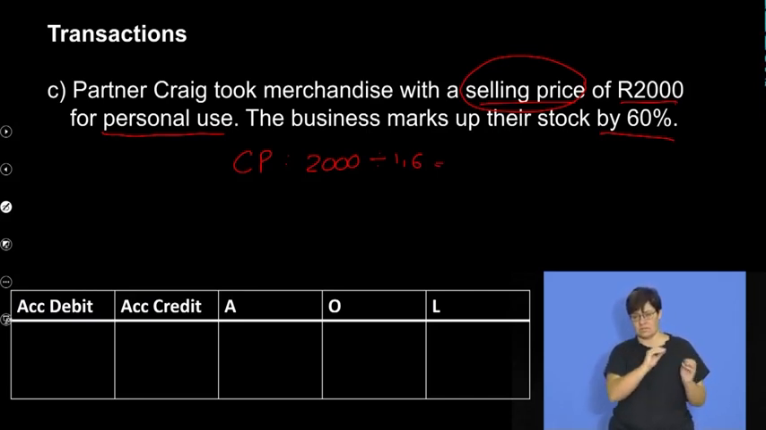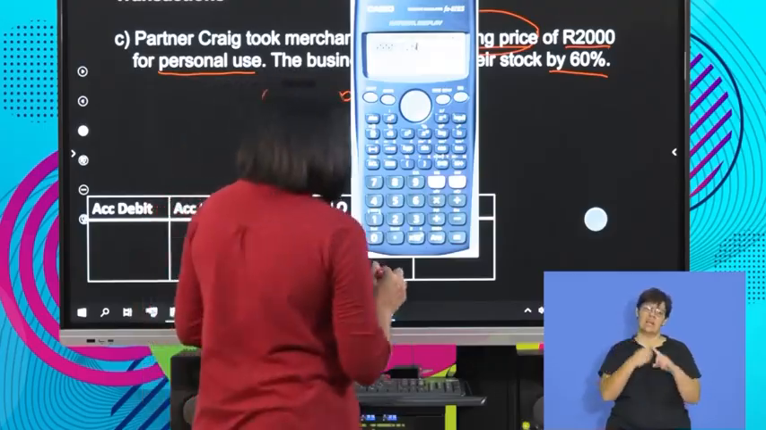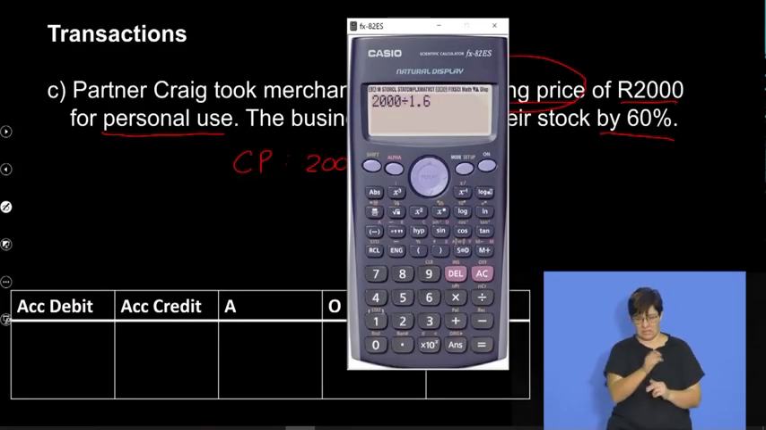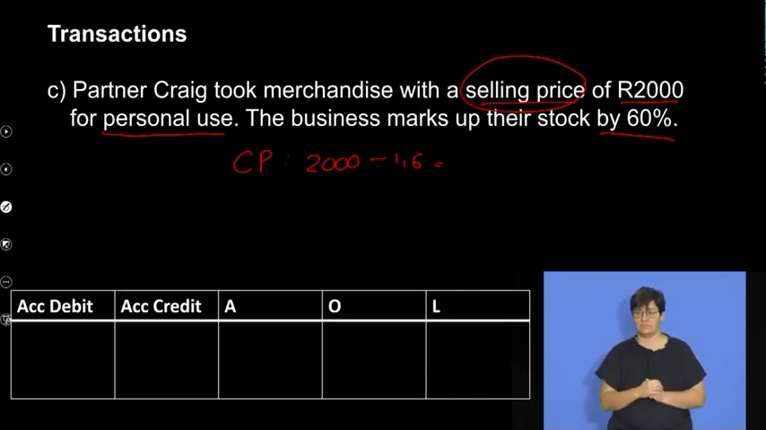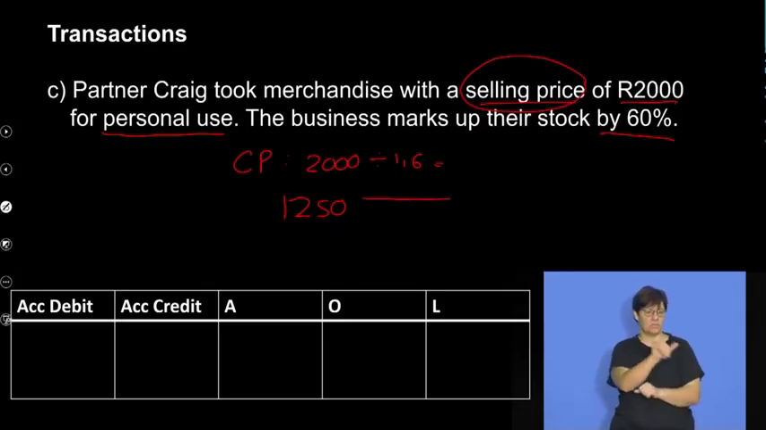So let's quickly get our calculator out. Okay, so 2,000 is our selling price, and I'm dividing that by 1.6. Please remember, guys, you can obviously take 2,000 times 100 divided by 160, but I'm just choosing a shorter method, and that gives me a cost price of 1,250. Right, now that I have my cost price, let's look at the two accounts affected.